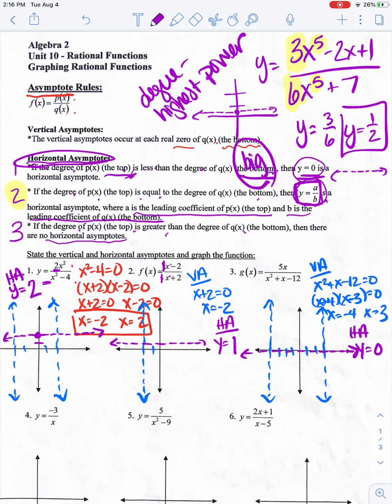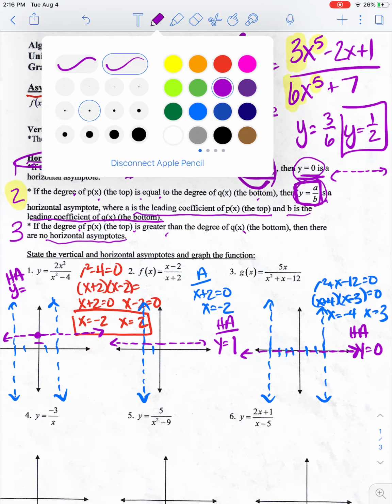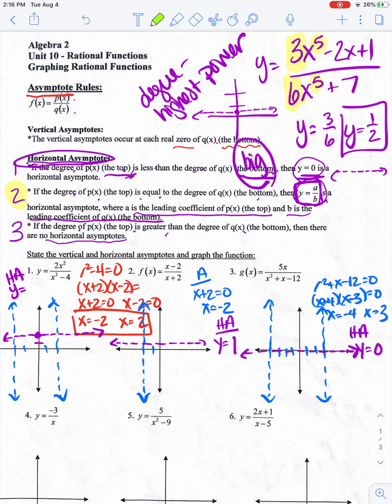And so I want you to take a second and grab your graphing calculator and graph these. The one thing I want to point out is when you graph these, if it has more than one term, when you type it in, you have to put parentheses, but only if it has more than one term. So the tops of number 1 and number 3, you do not.